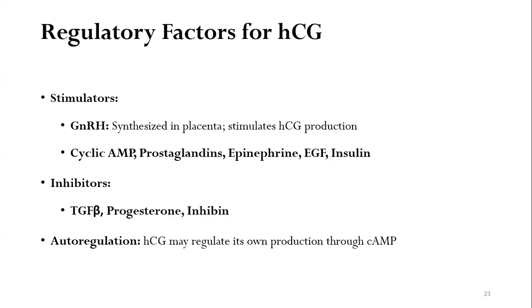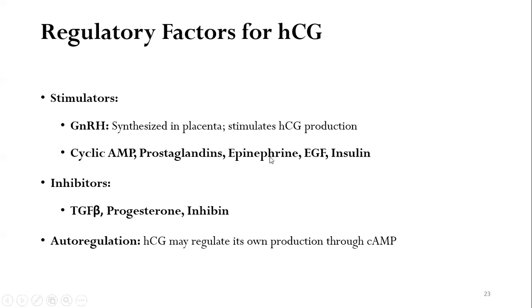Now, what are the regulatory factors for HCG? There are certain stimulators and inhibitors for HCG. The stimulator is the GnRH hormone, which is synthesized in the placenta. It stimulates HCG production. Other stimulators are cyclic AMP, prostaglandins, epinephrine, epidermal growth factor, and insulin. So remember, the prime stimulator is the GnRH hormone, which is again synthesized in the placenta.